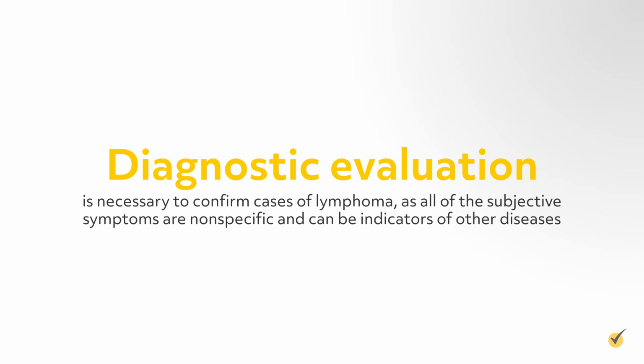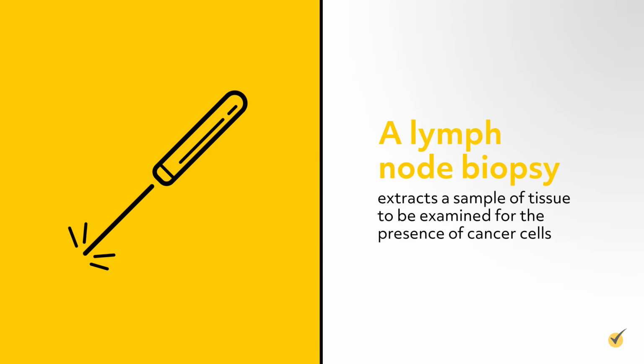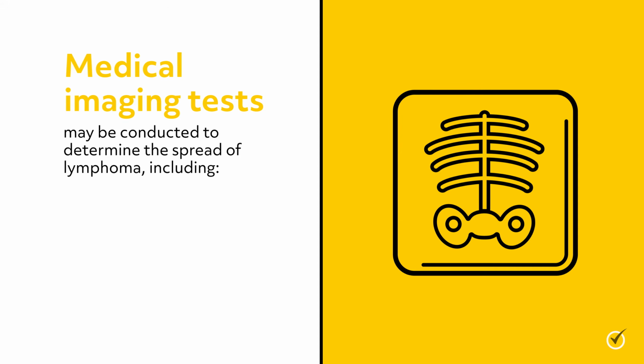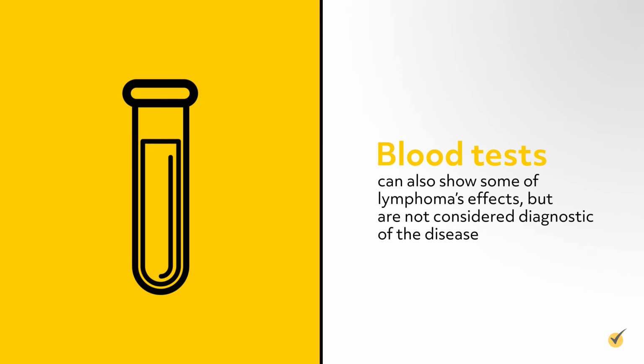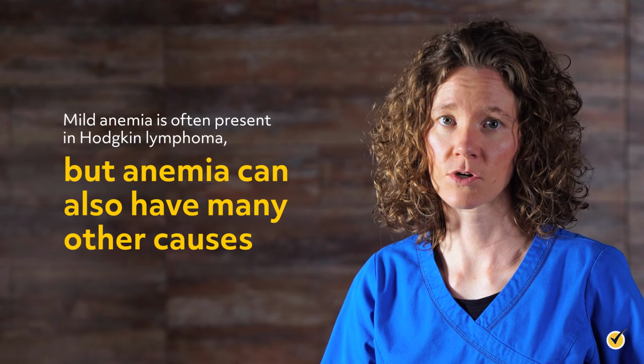Diagnostic evaluation is necessary to confirm cases of lymphoma, as all of the subjective symptoms are nonspecific and can be indicators of other diseases. A lymph node biopsy extracts a sample of tissue to be examined for the presence of cancer cells. Medical imaging tests may be conducted to determine the spread of lymphoma, including chest X-rays, ultrasound, and CT, MRI, or PET scans. Blood tests can also show some of lymphoma's effects, but are not considered diagnostic of the disease. For example, mild anemia is often present in Hodgkin lymphoma, but anemia can also have many other causes.